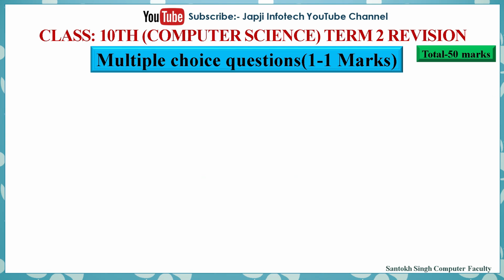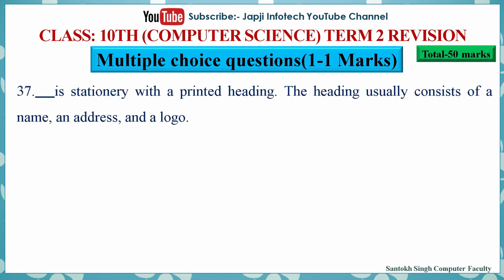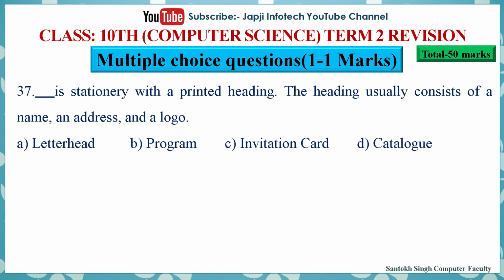And 37th one is dash is stationery with a printed heading. The heading usually consists of a name, an address, and a logo, and the options are letterhead, program, invitation card, and the last one is catalog. And the right answer is letterhead is a stationery with a printed heading. The heading usually consists of a name, an address, and a logo.